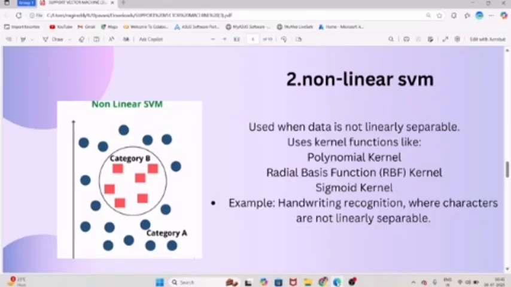Students, this is part 2 video on support vector machines. Welcome to the class. Now we are going to discuss non-linear SVM.